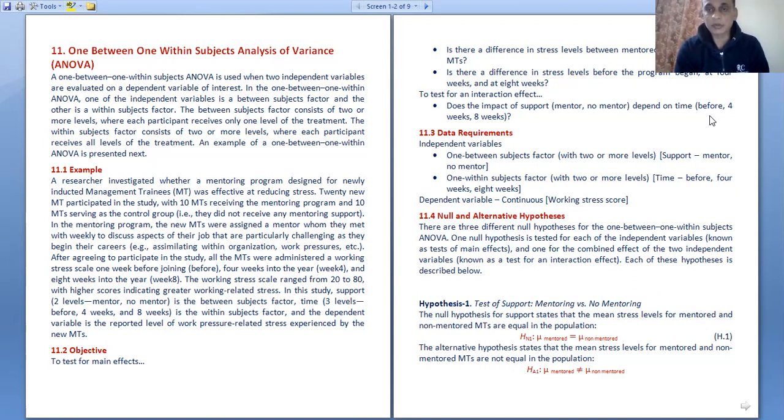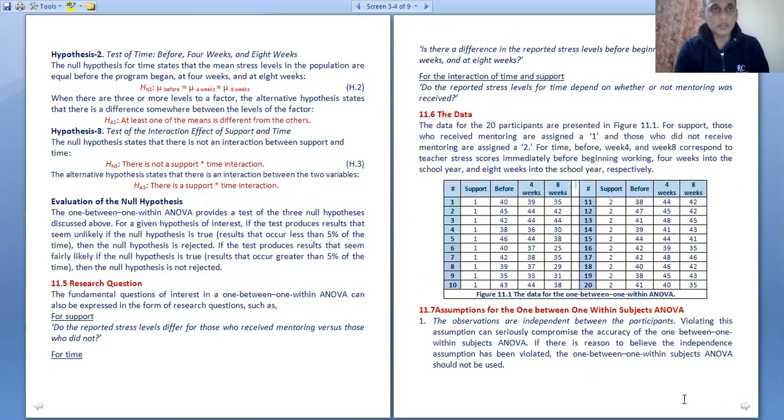Coming to the second hypothesis, here we are talking about the test of time. The null says that there is no difference in the stress level of the management trainees before the program, at week 4, or at week 8 of their job in the organization.